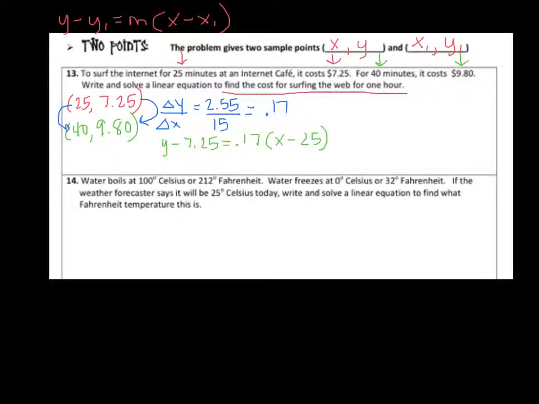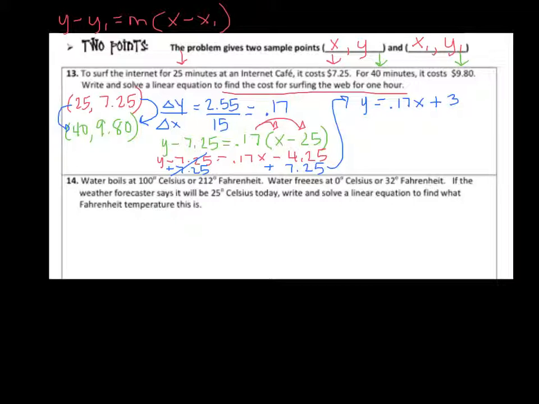Then step 1 is to go ahead and distribute. So I'm going to get y minus 7.25 equals 0.17x minus 4.25. Then I'm going to move 7.25 to the other side by adding. Those are going to cancel. I'm going to go ahead and move up here for my work. So that'll give me y equals 0.17x, and then negative 4.25 plus 7.25 will give me plus 3.